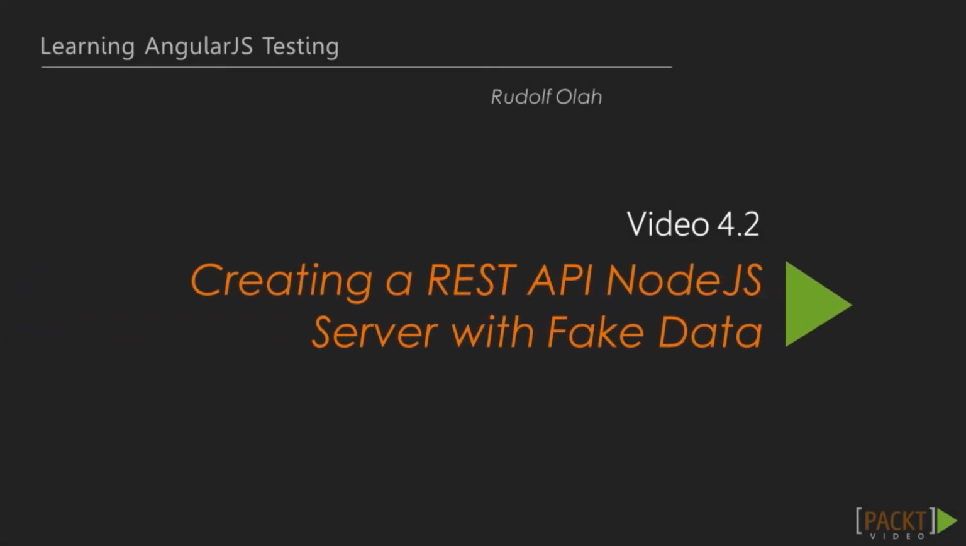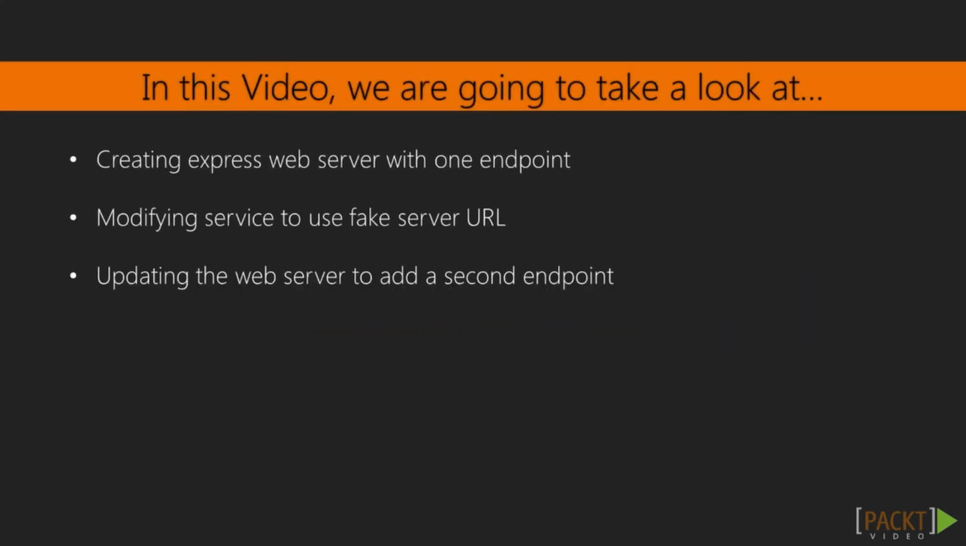Welcome to video 4.2, creating a REST API Node.js server with fake data. In the previous video, we talked about how to create and test the service that uses the ng resource module, and how to use mocks to test it. In this video, we'll be talking about how to remove the need for mocks by creating a REST API server that serves fake data using Node.js.